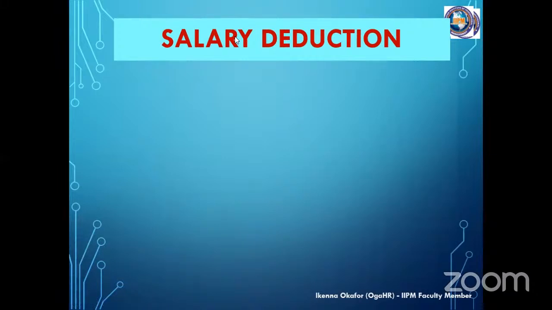Now, when we mention deductions, we mean things like NHF, which is the National Housing Fund, and pension. All those are deductions. After you take out the deductions, you arrive at your net. So the components of salary give you the gross salary, and after deductions you get the net salary. Are we clear on that? Okay.